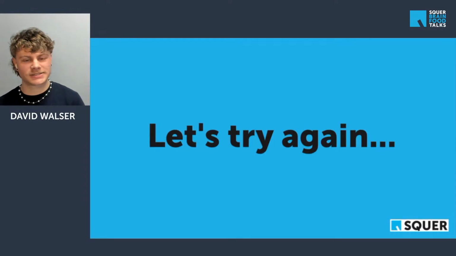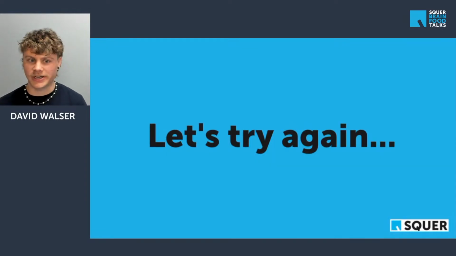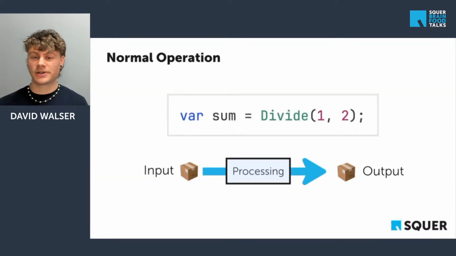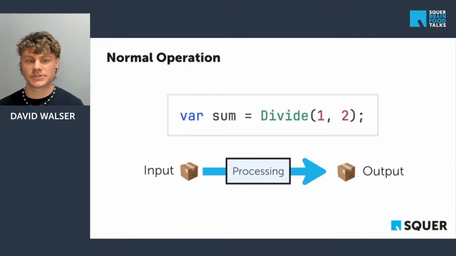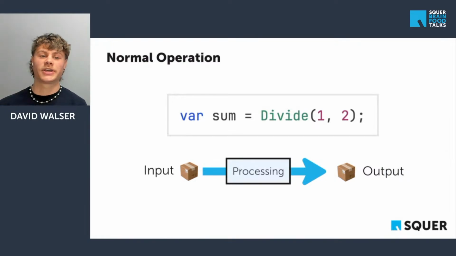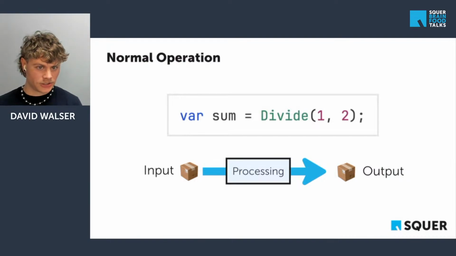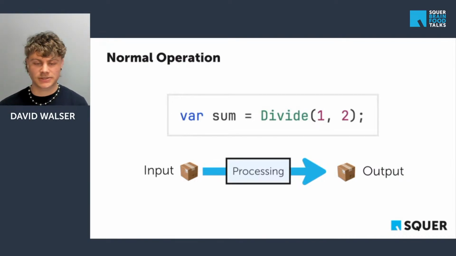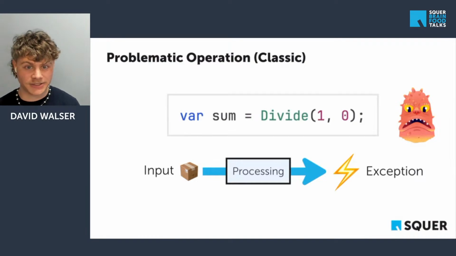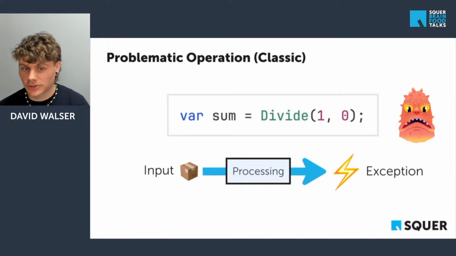So maybe let's take a step back. Maybe let's try to think about it again. Maybe let's try again with an even more simplified example here. We have a divide function. It takes two numbers, two integers. We give the input, it does some dividing, some processing, and we get an output value from that. So good so far in normal operation, but what if we end up in a problematic operation? As we all know, we cannot divide by 0, and this will lead to some kind of exception right now.